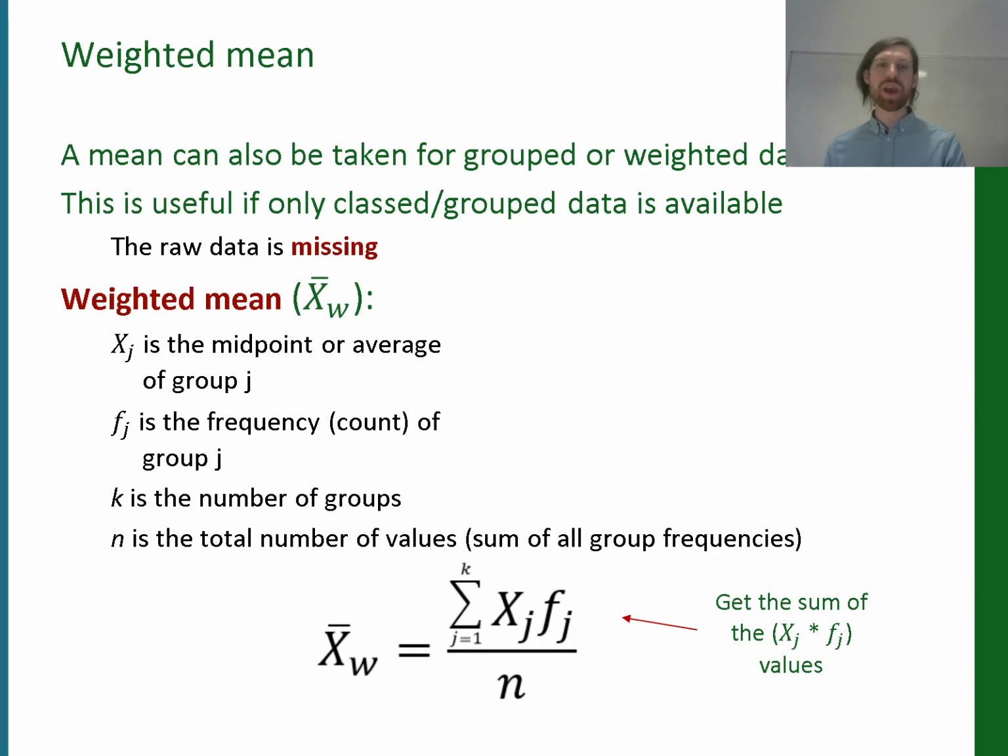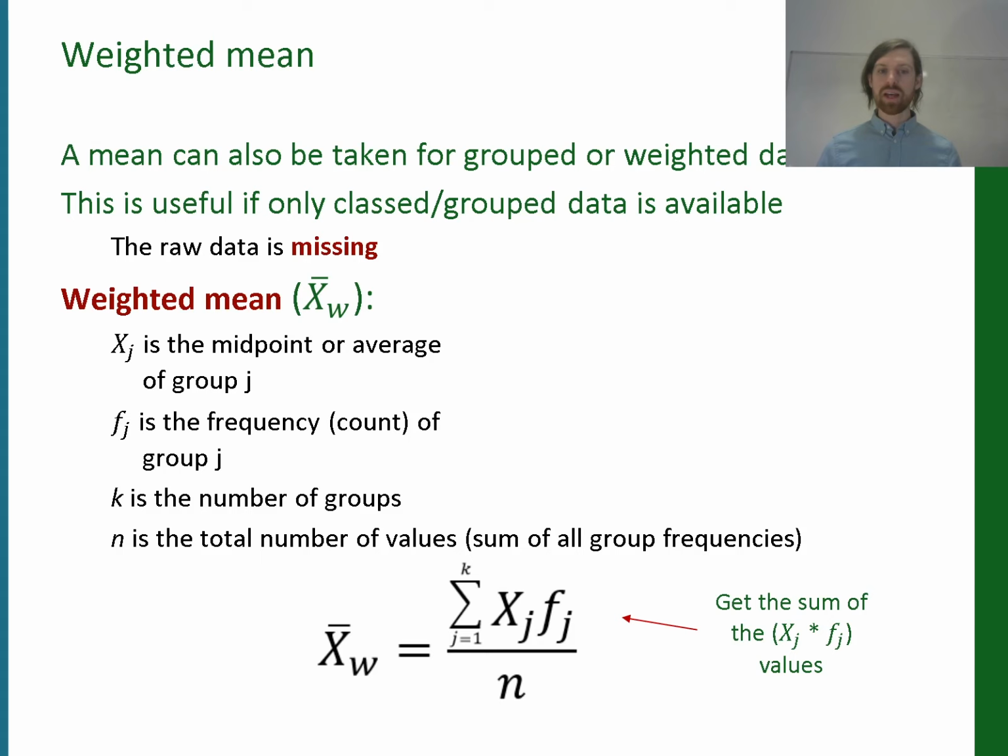Okay, so that's the frequency count for the group. And that's how we get the numerator here. So it's the sum of xj times fj. And then what we need to do is divide it by the total number of values that we have within our group. Okay, so this is the weighted mean. We'll cover it within the lab.